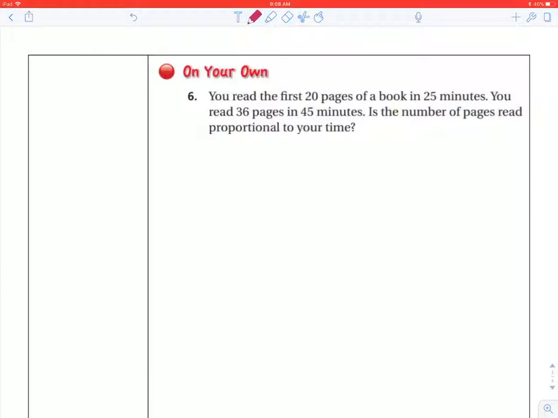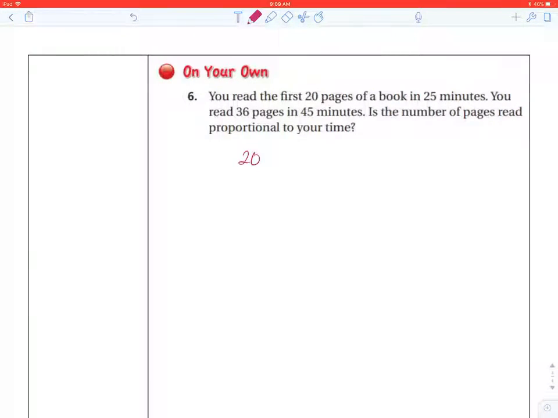In this on your own question, it states that you read the first 20 pages of a book in 25 minutes. You read 36 pages in 45 minutes. Is the number of pages read proportional to your time? So we're going to need to set up the rates here.